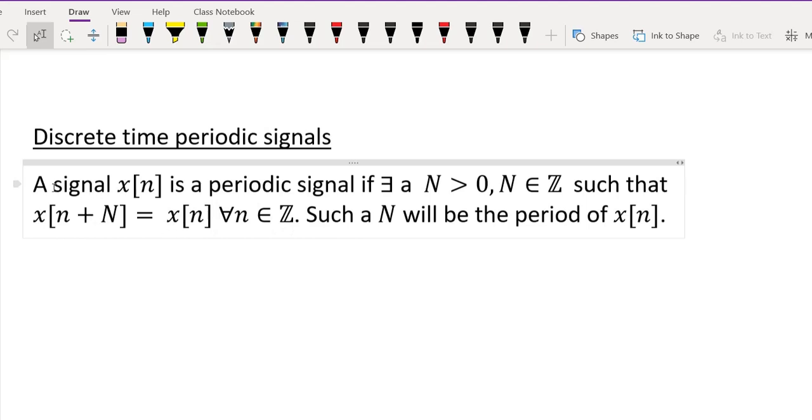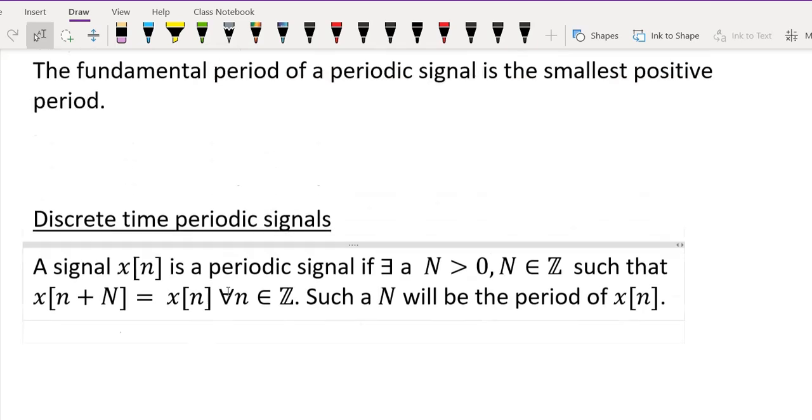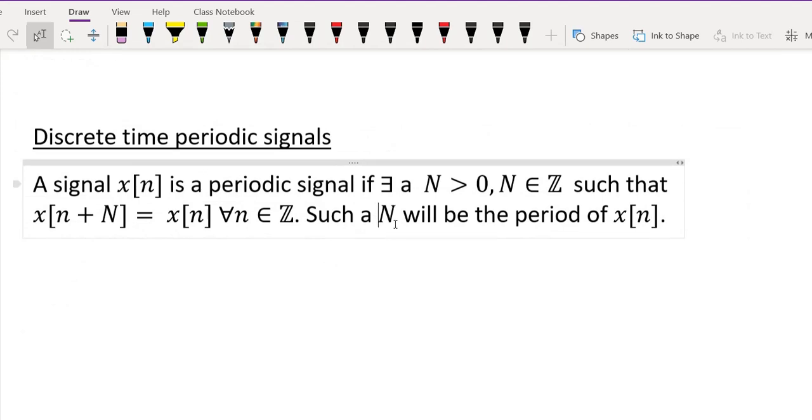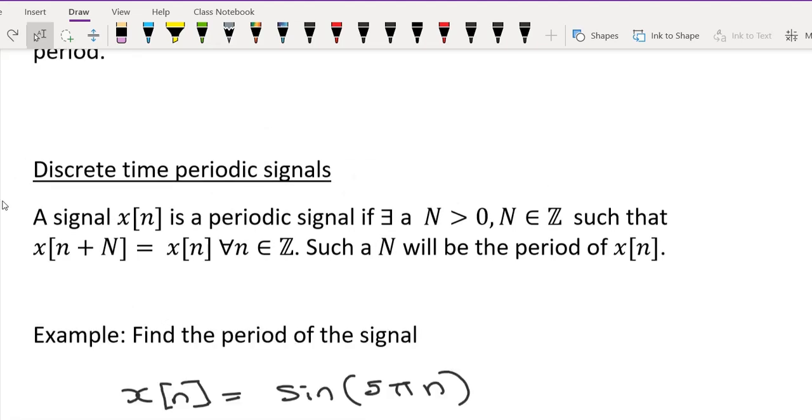Again, very similar to the definition of a continuous time periodic signal, except that the discrete time periodic signal should repeat after every integer steps. If there is such a capital N, then that capital N will be called the period of signal x of n. The definition of fundamental period will remain the same. The smallest positive capital N, if there exists such an N, will be the fundamental period of x of n.